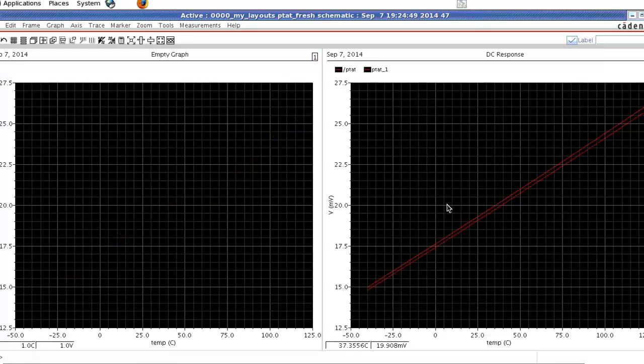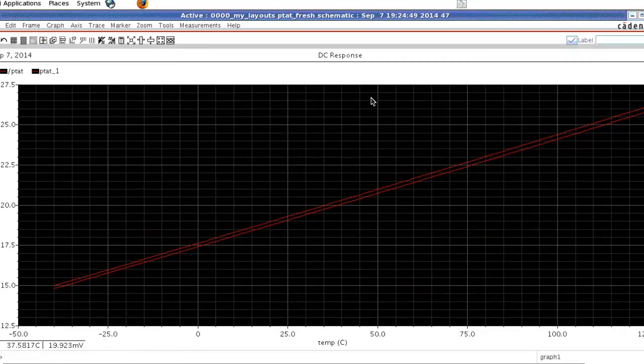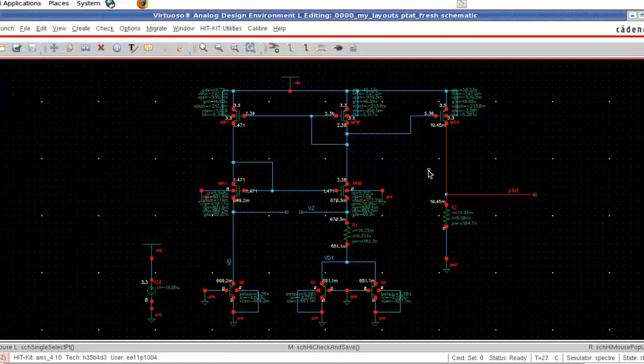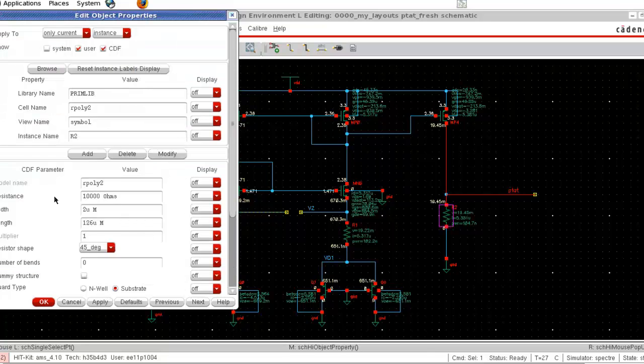Now you can see they are almost equal. There is a small difference between them, because we used a simple current mirror, so the current through them is not exactly equal. There is a small difference in the current through the branches. If we use some advanced current mirror like cascode current mirror, then we will get exactly the same current through all the branches. So if you want to increase the PTAT voltage, then you can adjust this resistor R2 to some higher value, like I am using 10 kilo ohms.